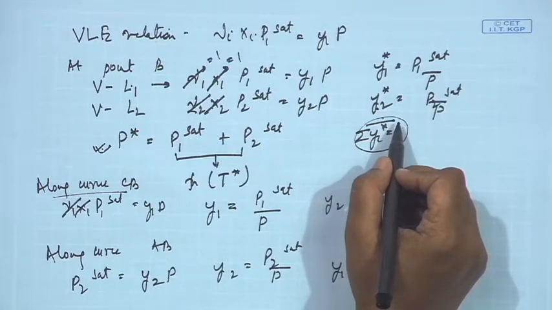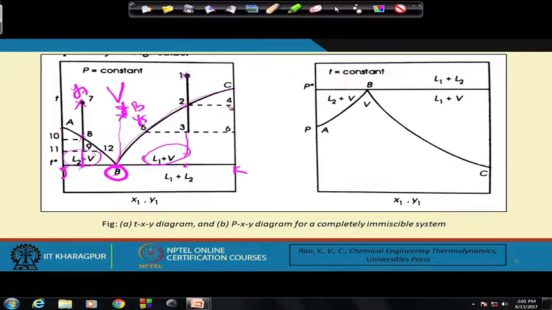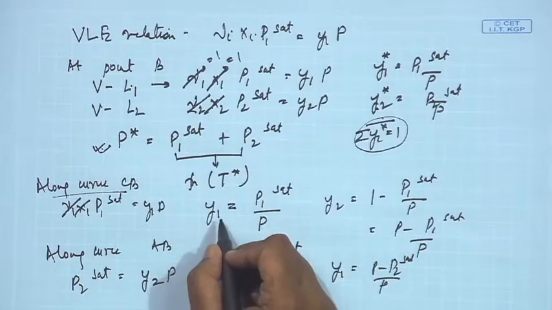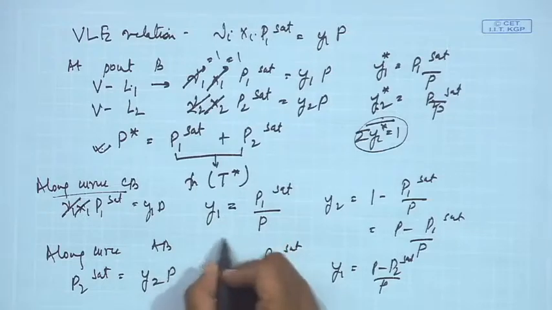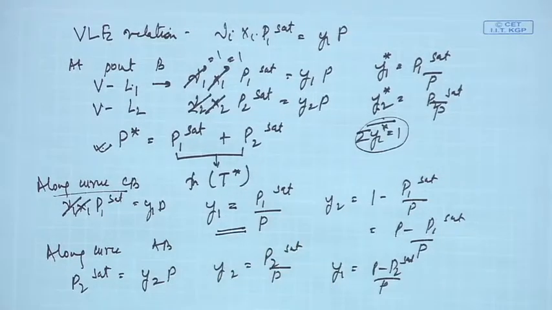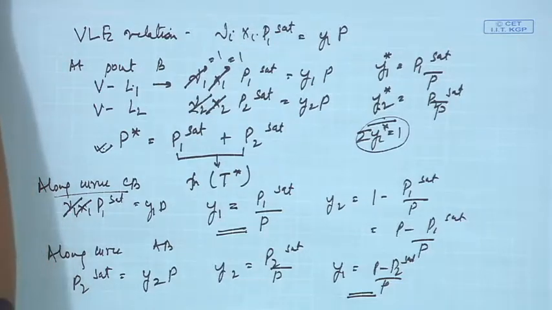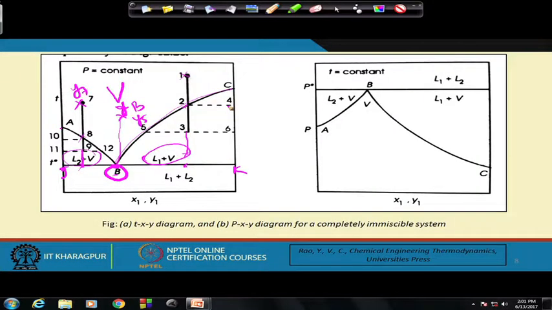Once we can locate the point B, we can very easily find out the slopes of CB and AB. The composition variation along CB is given by this particular equation, and the composition variation along AB is given by this particular equation. So, with these it is quite easy to construct the TXY and the PXY diagrams for completely immiscible systems.